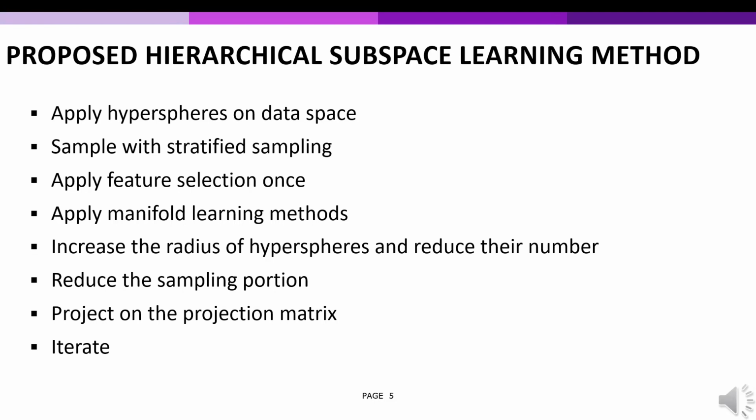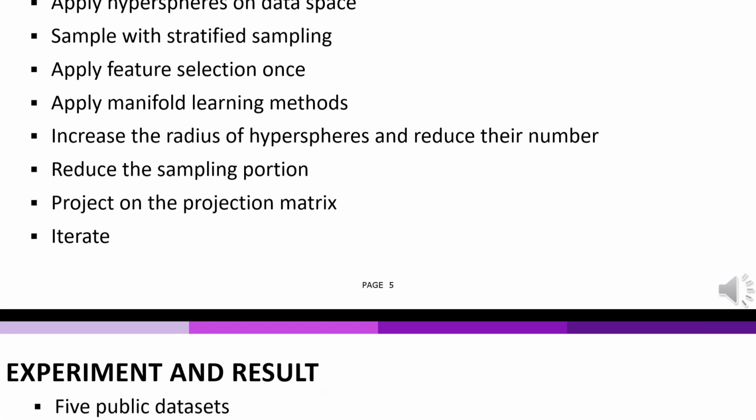Moreover, we reduce the size of the stratified sampling and reduce the feature extraction portion at every iteration. We then apply our manifold learning method in every hypersphere. We find the projection matrix denoted by U, and we project all data points using that projection matrix.